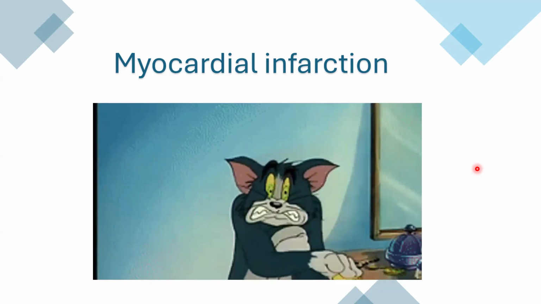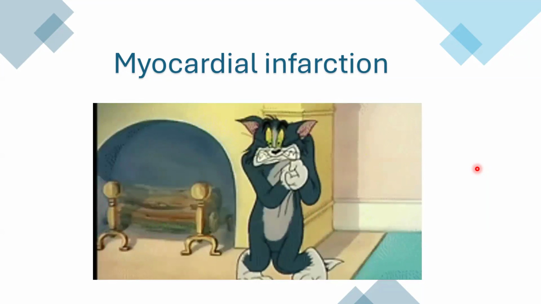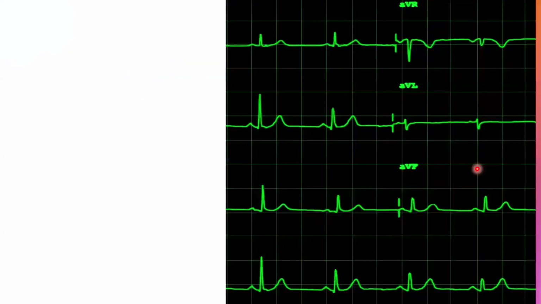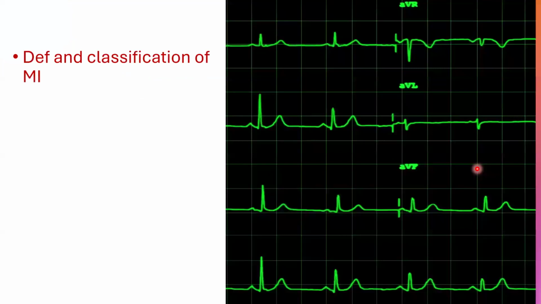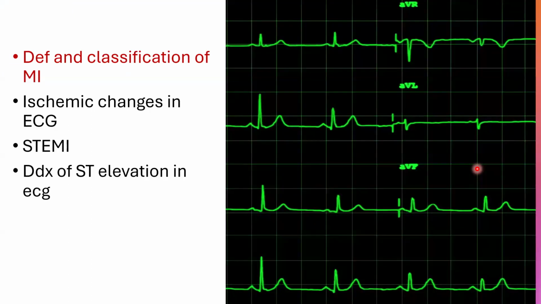So today we're going to be talking about myocardial infarction from an ECG or an EKG point of view. These are the topics that we'll be discussing today. First, we'll be discussing the definition and classification of myocardial infarction. We'll be discussing the ischemic changes that happen in the EKG. We'll be discussing the STEMI or ST elevated myocardial infarction. We'll be discussing some differential diagnoses of ST elevation in the EKG, the non-ST elevated myocardial infarction, and the STEMI equivalent cases.